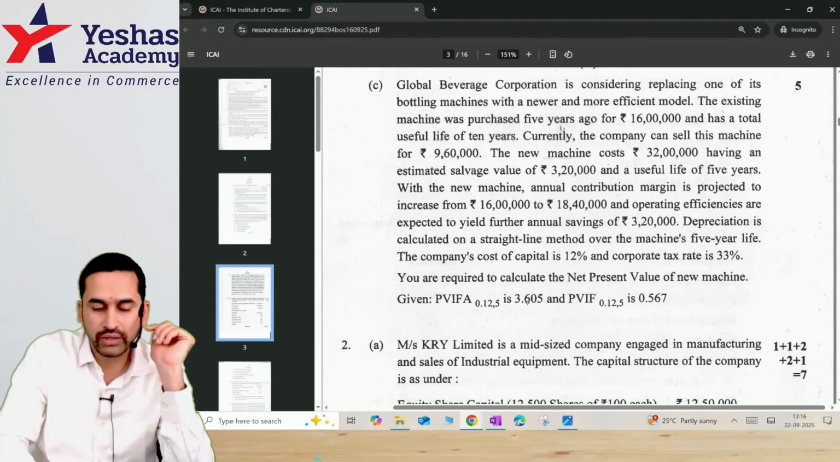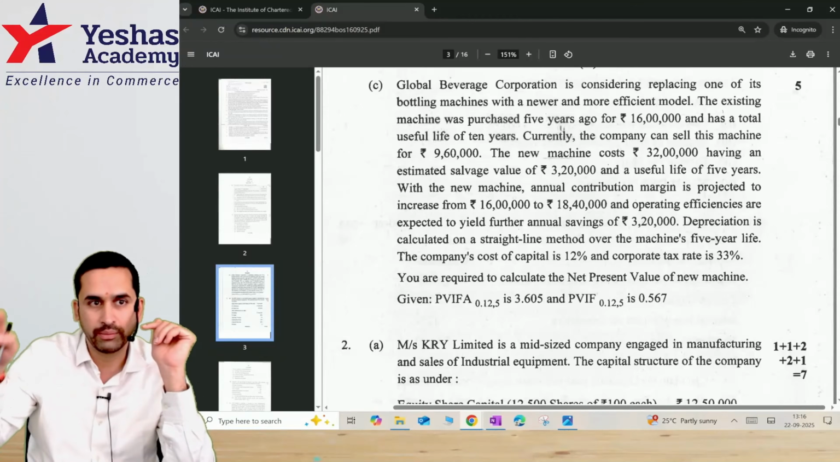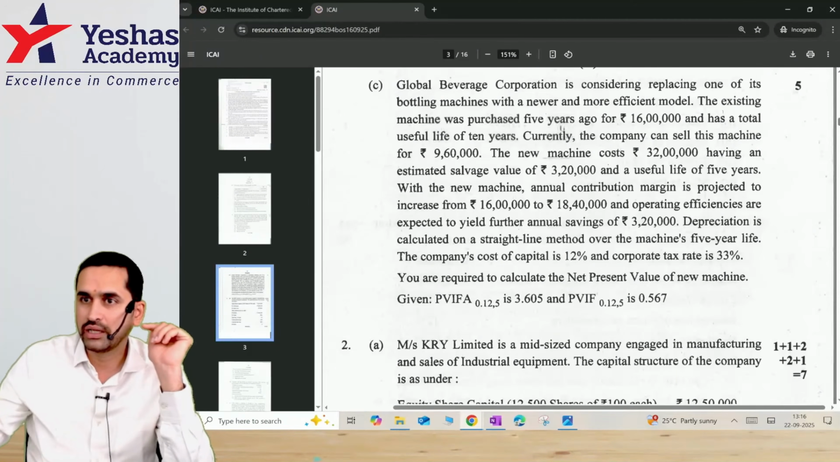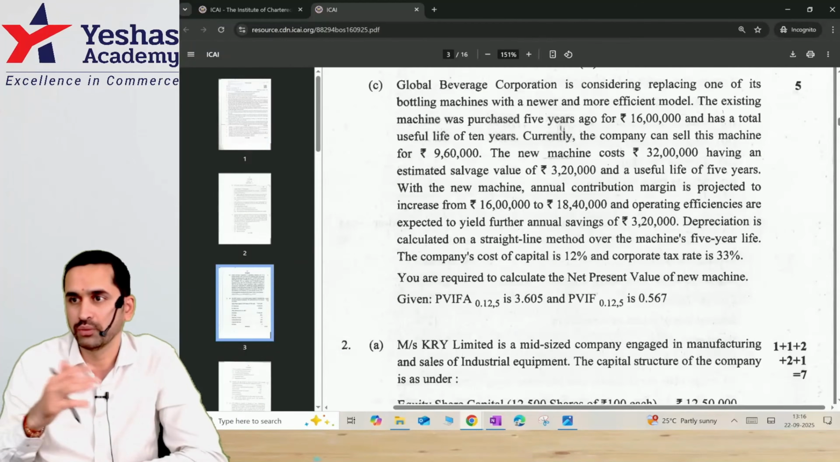Why did they give you 5 years? Because incremental CFAT same number 5 times. 5th year they gave specifically because scrap value. Year 0 replace the machine, 1 to 5 incremental CFAT, 5th year scrap value. Then if you get positive answer, replacing the machine is good. If you get negative answer, continue with existing machine.